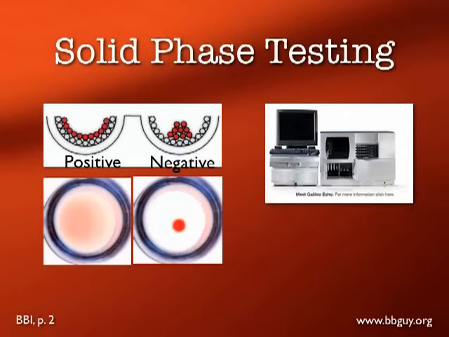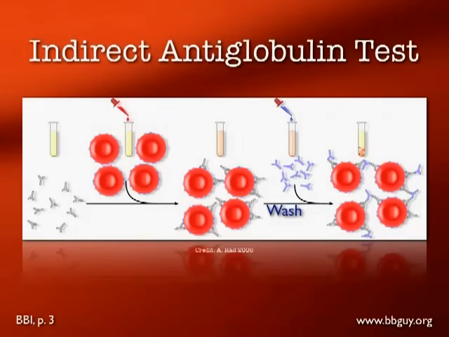But if you look at these two close-up views of wells at the bottom left of the slide, you'll see that a positive actually is a diffuse carpet of those indicator red cells, and a negative is a pellet at the bottom of the tube. And that may be a little confusing to those of you that haven't seen solid phase before. Again, if that's not clear to you, we'll hit that more in the pre-transfusion testing lecture.